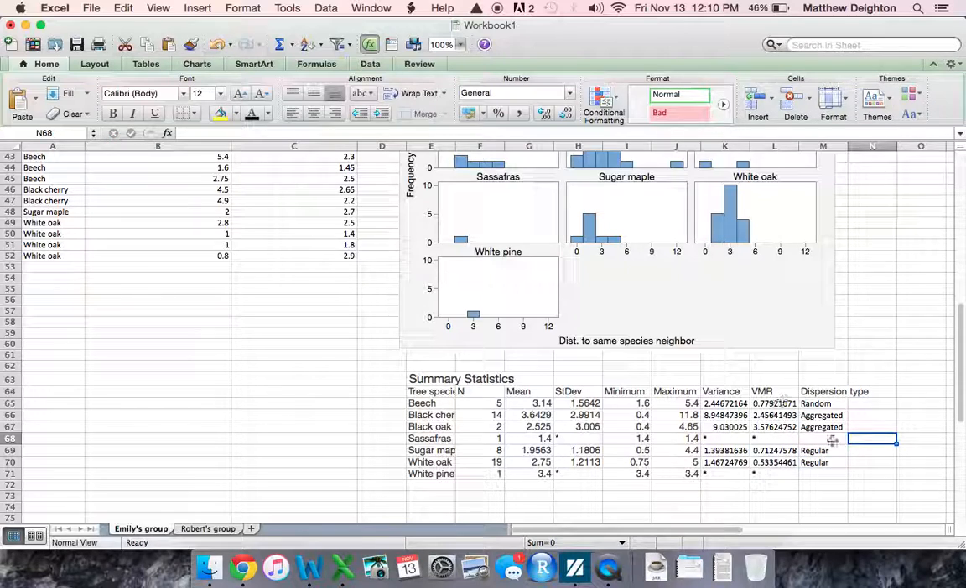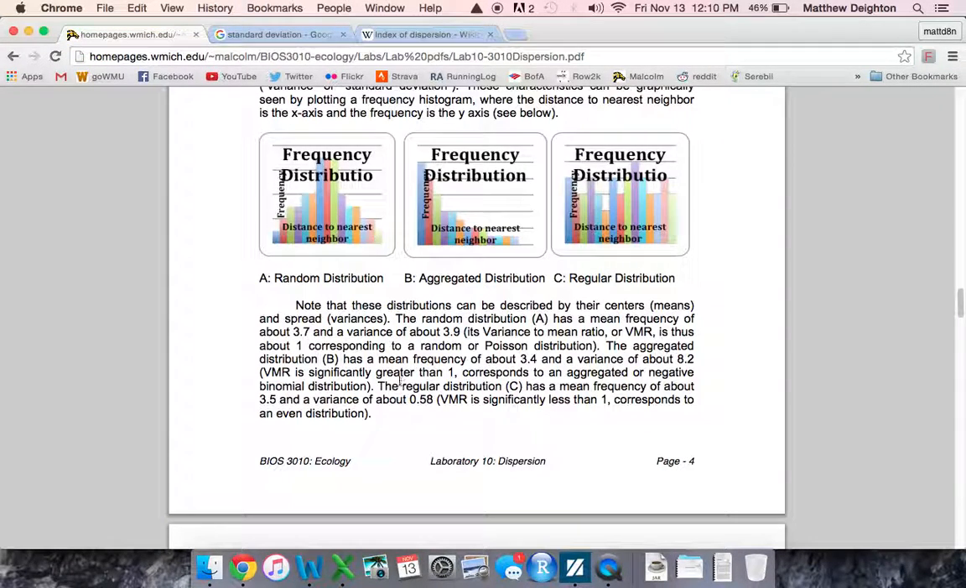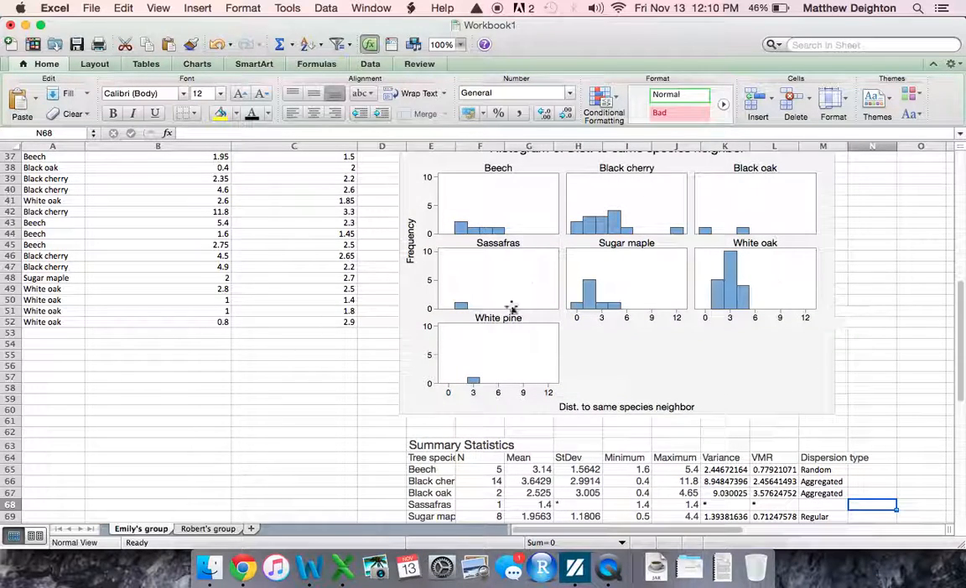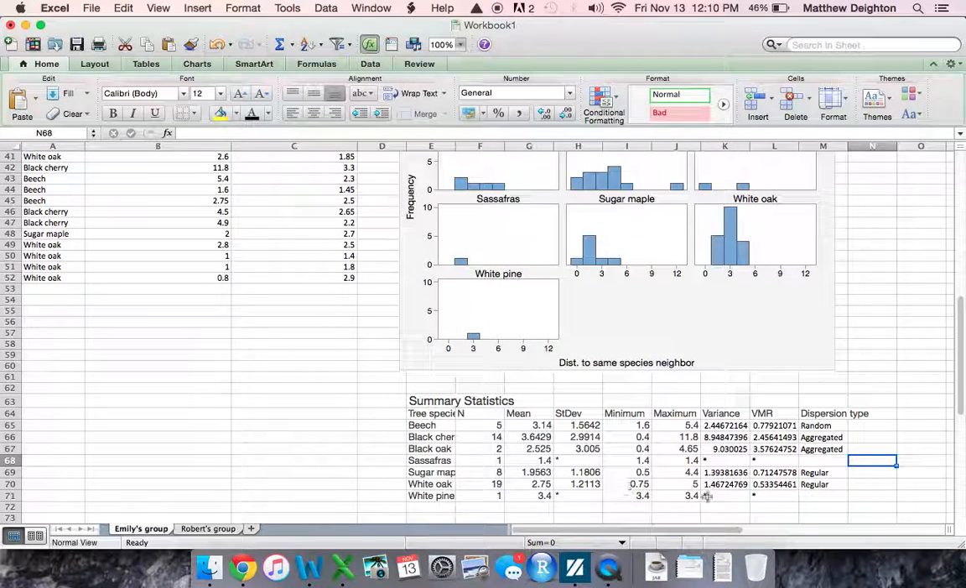So if you need information as to what each of these codes for, just go back to the lab guide, and it talks about, again, if it is equal to 1, it's a random distribution. If the frequency or variance to mean ratio is greater than 1, we're at an aggregated distribution. And finally, if it is less than 1, it is an even or regular distribution. So now we have this really neat set of data where we can visualize these histograms and also have some quantitative evidence as to which type of dispersion each of these are.